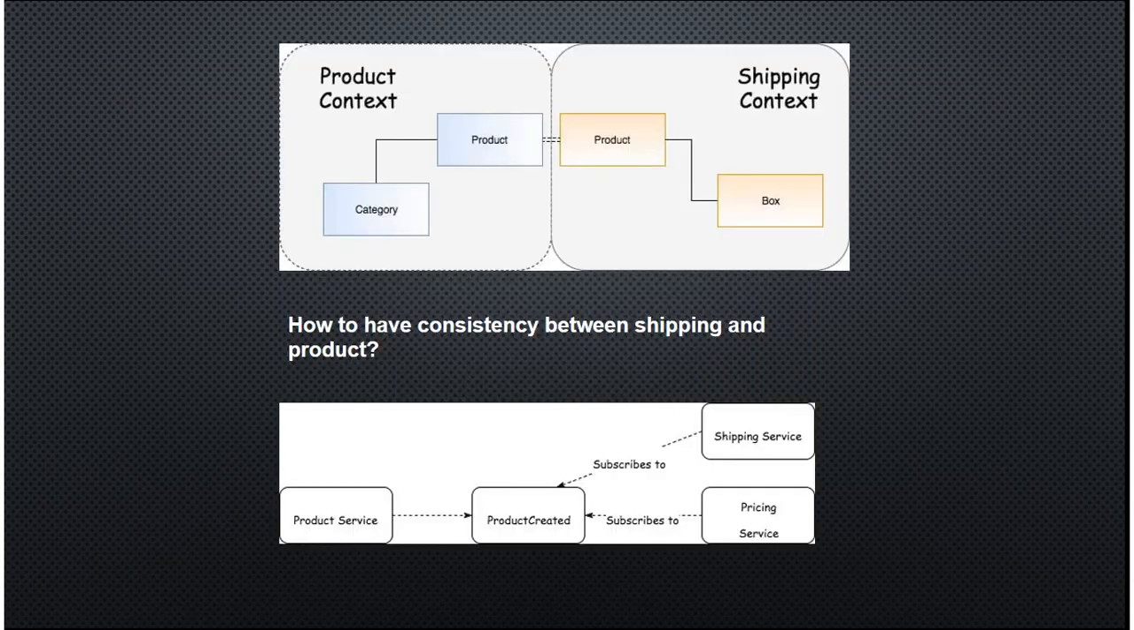Okay, now again the one that I just mentioned: how to have consistency between shipping and product. Basically, you tell your, let's say, product service, you tell it that okay, a product is being created, to the people who are subscribed to product.